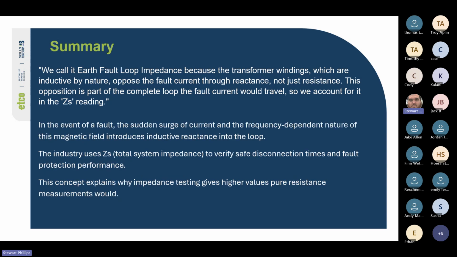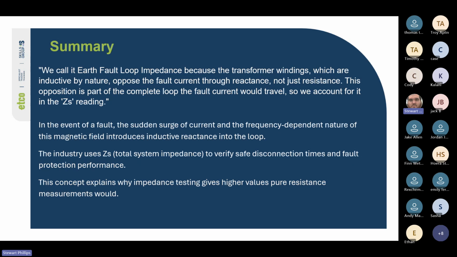Cool, and that's just the second page. So in the event of a fault, the sudden surge of current and frequency dependent nature of the magnetic field introduces inductive reactance. So industry uses ZS, total system impedance. So the impedance of the system, that's what ZS stands for. ZE is your earth, ZL is your line, but ZS is the total system impedance to verify safe disconnection times and fault protection. This concept explains why impedance testing gives higher values than just pure resistance measurements would.